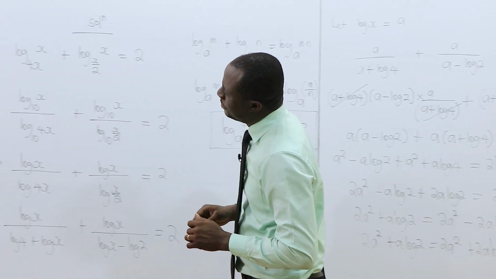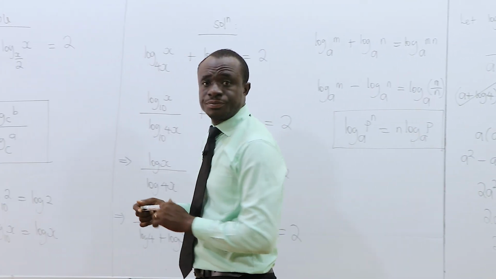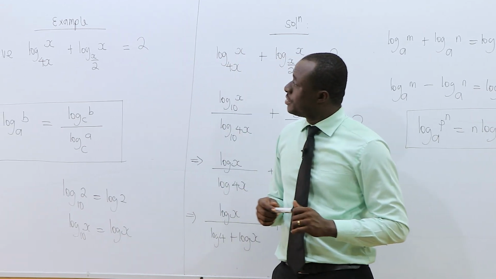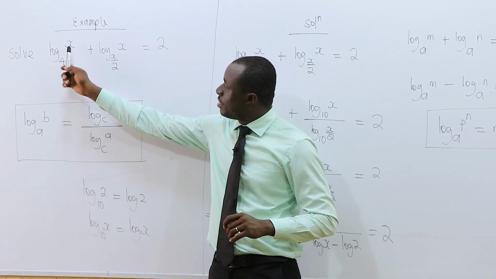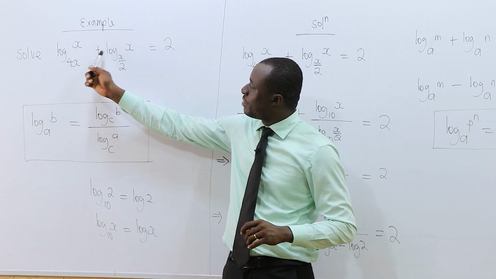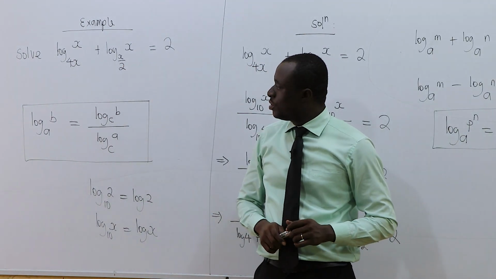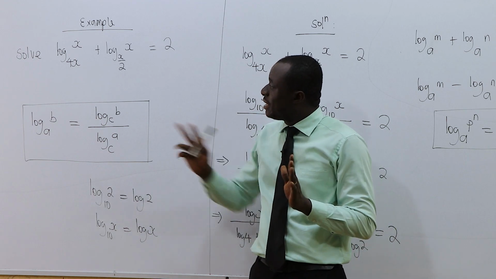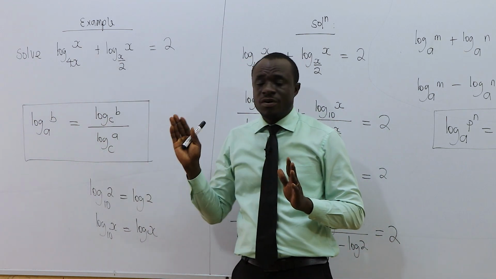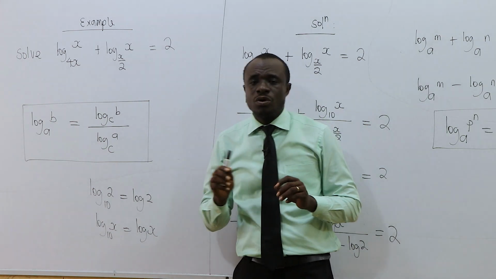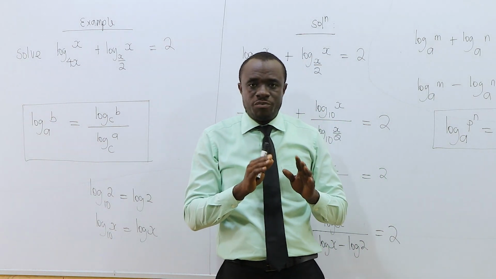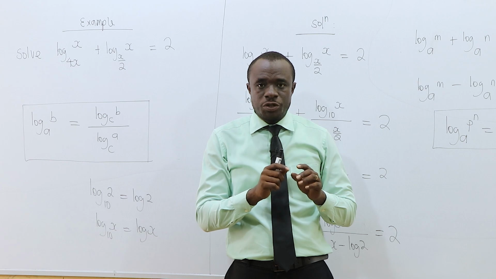Looking at the question, we said solve, that is log base 4x of x plus log base x over 2 of x equals 2. And clearly the bases are not the same: 4x, x over 2. So we use the change of base principle and make sure that they are of the same base.